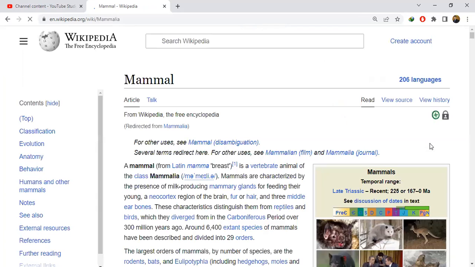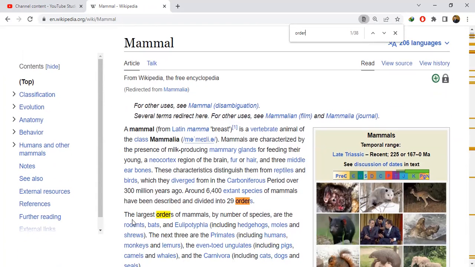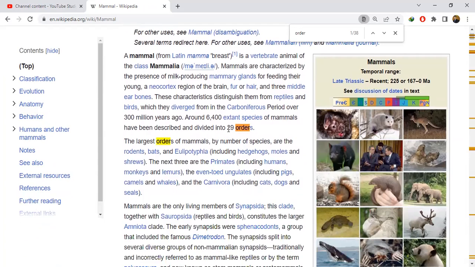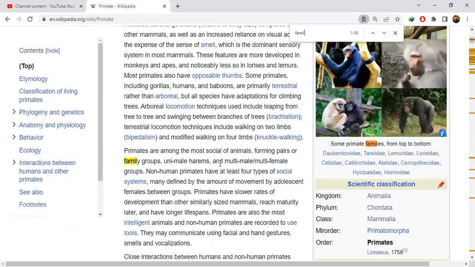Now inside Mammalia, what am I going to look for? Order. So I am looking for the orders. How many orders are there? 29 orders are there. My order is whom? Primates. We are primates. My order is Primata.